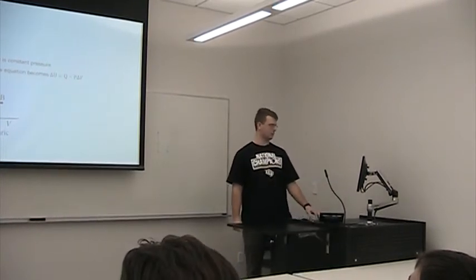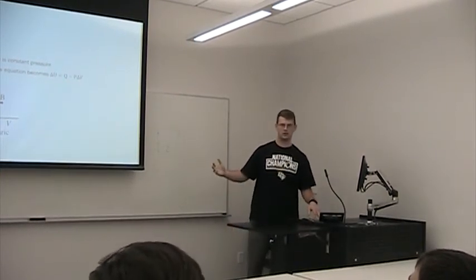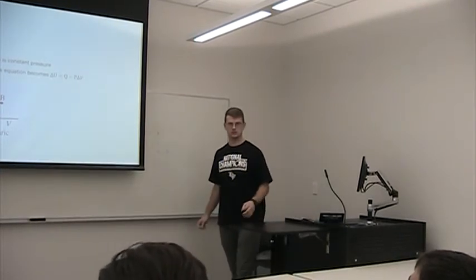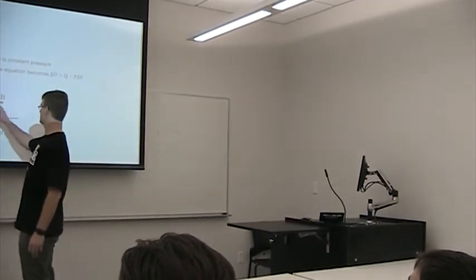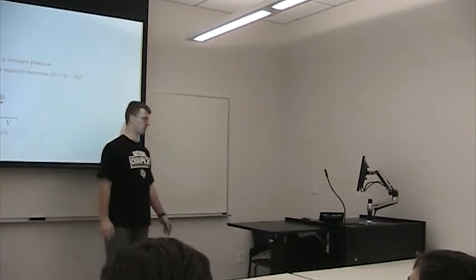Does anybody know how to find the work under a PV diagram with a constant pressure line? It's going to be the area under the curve. So you're going to take A and B, and it's going to be the area of a rectangle.